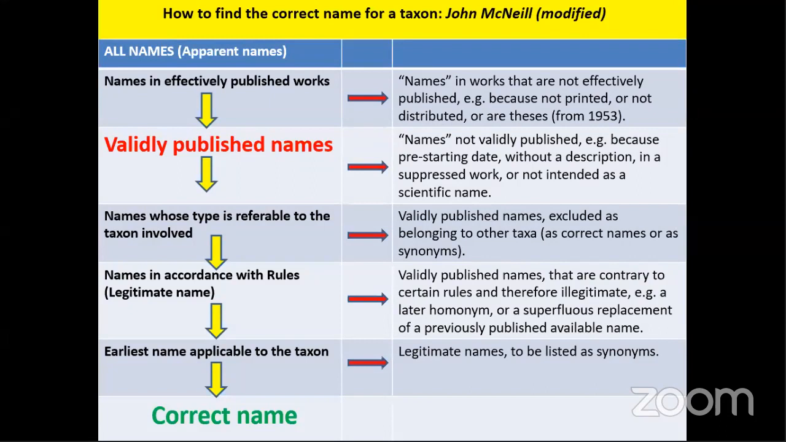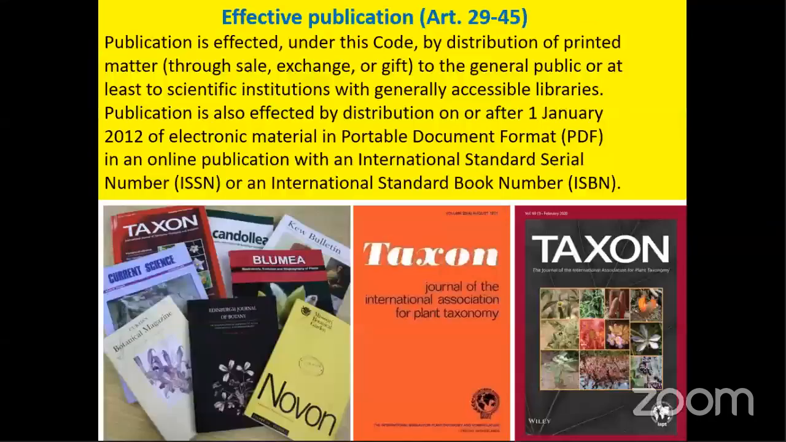Next slide, please. So effective publication is covered under Articles 29 to 45. Why they have given this many articles for this section, you should know. Now a lot of spurious publications are the publication of a new name or proposing of new taxa like that.